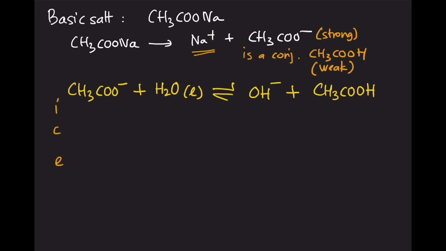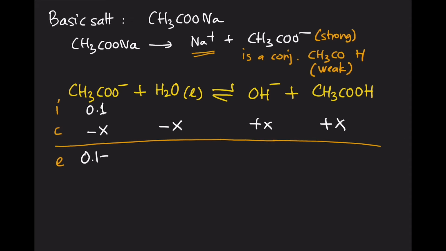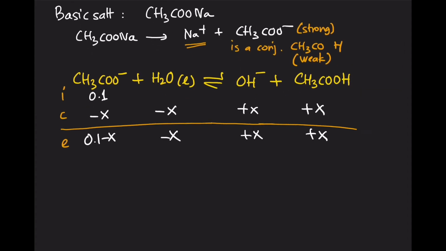So now when we have this, it's the same old ice table. Depending on what you have in the beginning, say again, just for the sake of calculation, we have 0.1 molar. Then this will be minus X for the reactant, plus X for the product. At the equilibrium, we will have this number, plus X and plus X. Then we can build again the K.